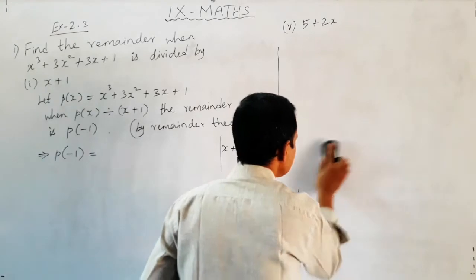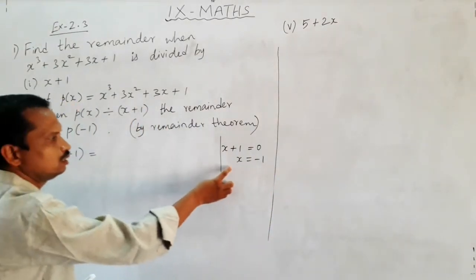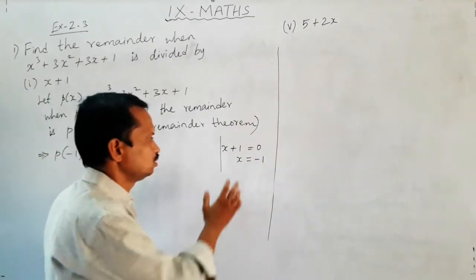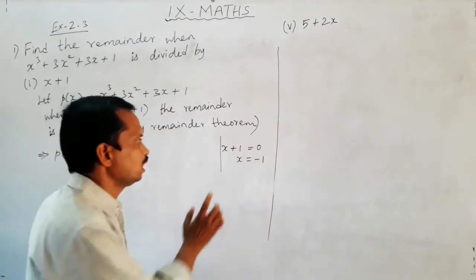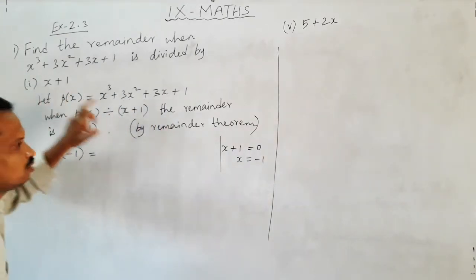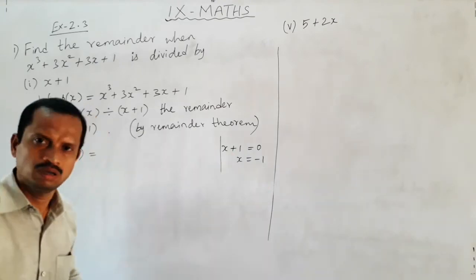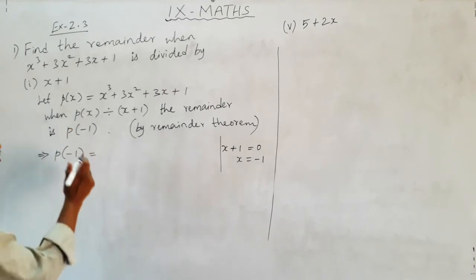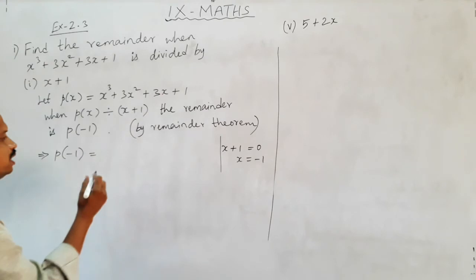So here, just we have to find the 0 of the divisor x plus 1. This is the first sum. So I am explaining this, but in the other sums I will do it directly. X plus 1 equal to 0, then we get x equal to minus 1. So given x plus 1, we equate to 0 and we get x equal to minus 1, and that is the 0 of x plus 1. So here we have to substitute minus 1 for x. And for every x, the same minus 1 you have to substitute.